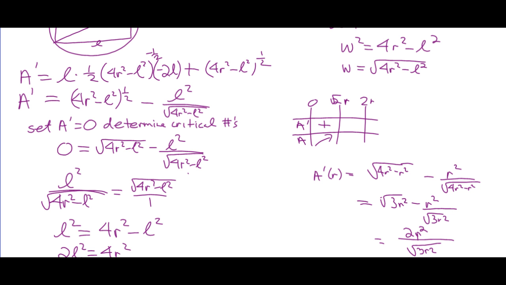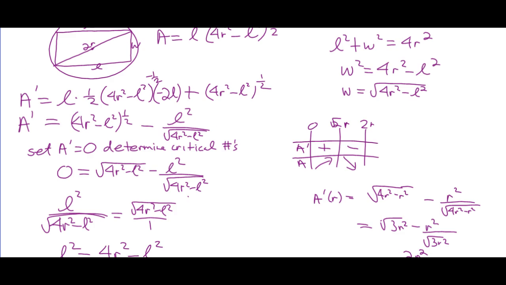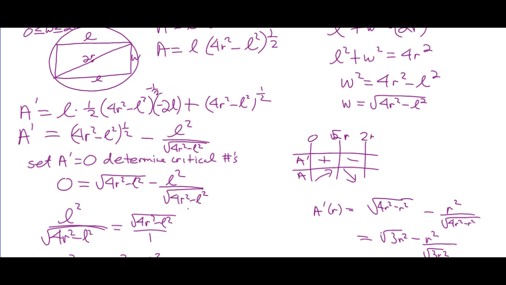And if we take something close to 2r, then this will be like 4r squared minus something just under 4r squared. So it'll be very small, minus a larger r squared over something very small, so this will be bigger and this will be negative. So we will have a maximum.